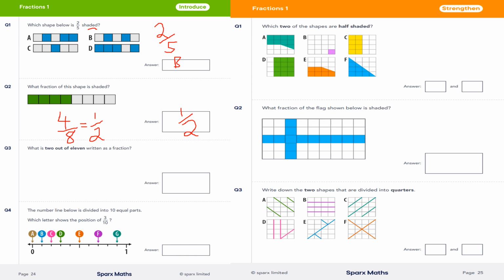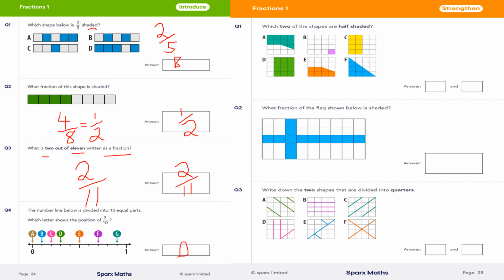Question number three: what is 2 out of 11 written as a fraction? That would be 2/11ths. So 2 out of 11. And that, guys, is my final answer. Question number four. The number line below is divided into 10 equal parts. Which letter shows the position of 3/10? That's 0, 1/10, 2/10, 3/10. So the answer is D.